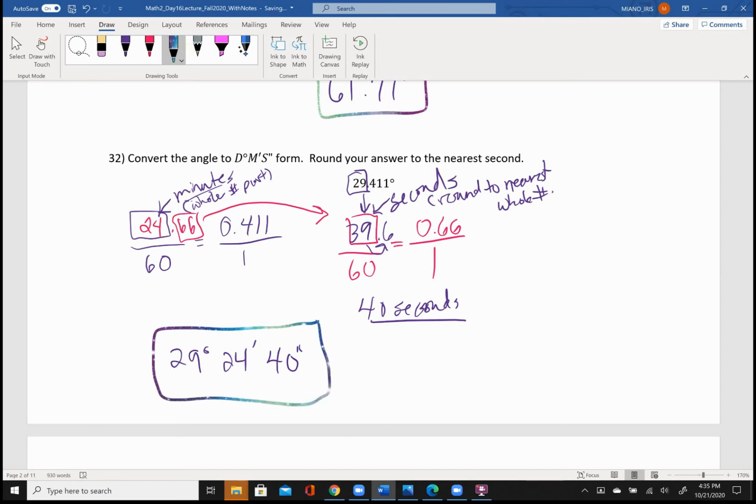Cool. So this will work. I think it's a little bit more difficult to go from the decimal degree measurement to degrees, minutes, seconds, but as long as you take the pieces and put them in their correct places in this process, you'll be fine. Okay, cool. So hopefully that was fun.